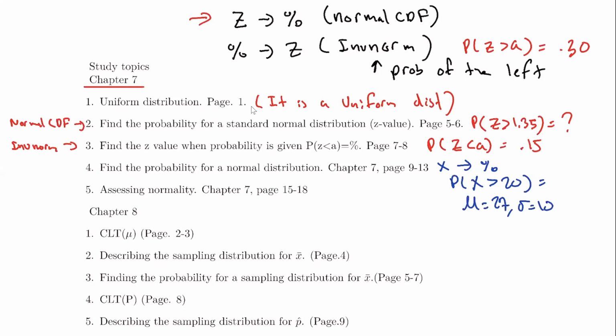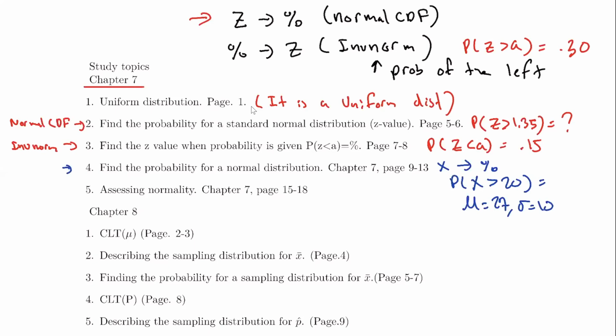So that's what topic 4 is talking about. It is saying you want to be able to get an X value and convert that into a percent. Any question on how to do that? All right. So we're all done with topic 4.